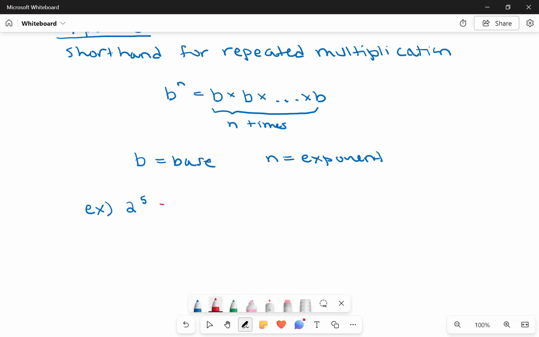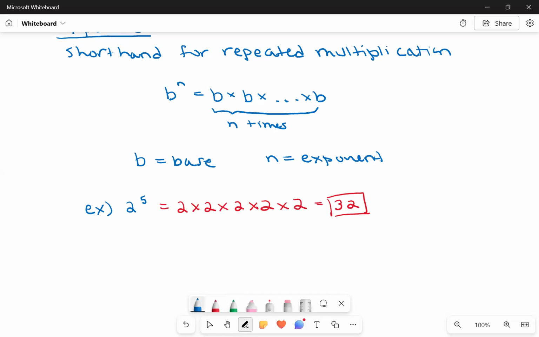So that means I'm taking 2 times 2 times 2 times 2 times 2. And if you want to do this really quick, it's actually not too hard to do it in your head. If you want to pause, but I'll just tell you the answer. It's 32.